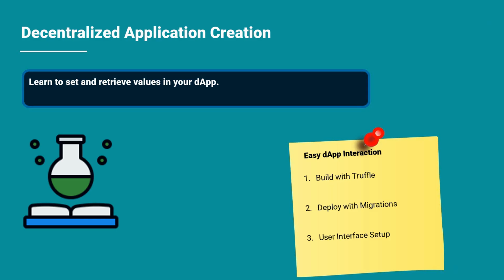Once your DApp is displayed, try entering a number and setting it. After you set a value, use the Get Value button to retrieve it, and you should see your entered number displayed below. Like magic, right? You've successfully created a simple decentralized application. Throughout this tutorial, we've covered the essentials: setting up Truffle, writing a smart contract in Solidity, deploying it with migrations, and building a user interface to interact with it.